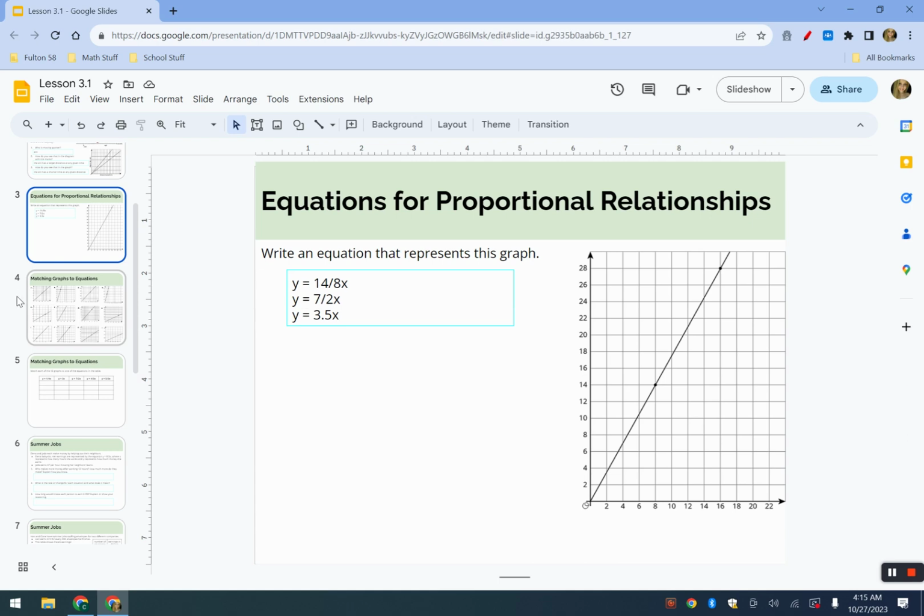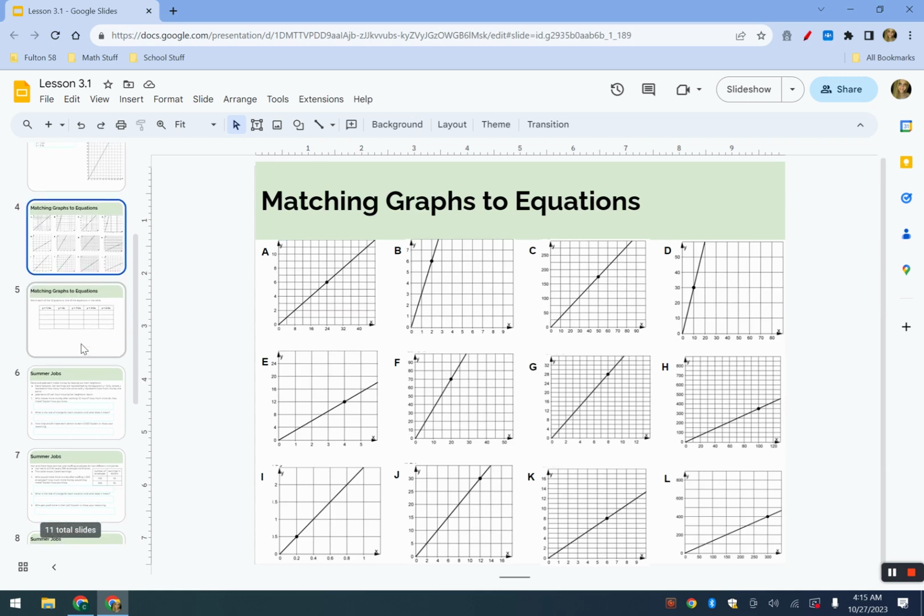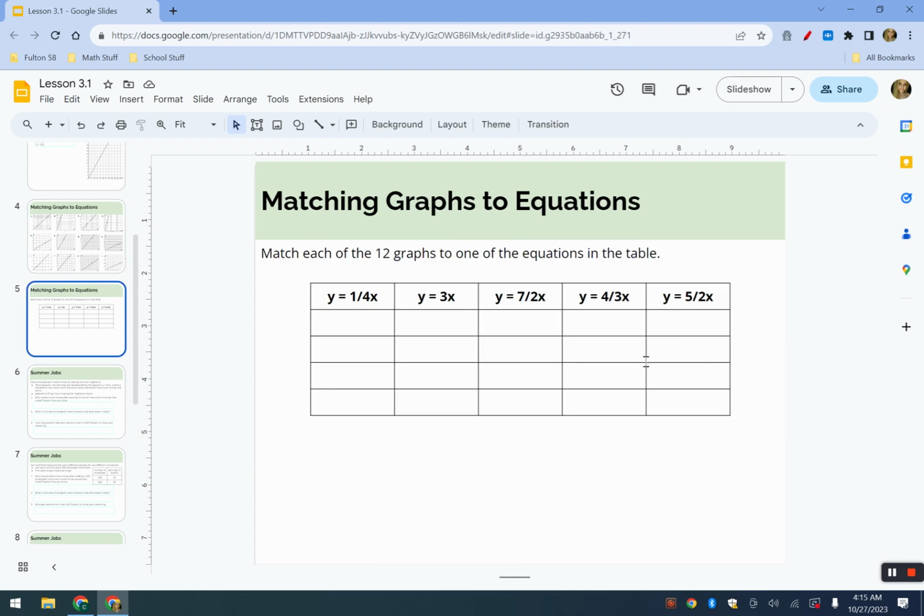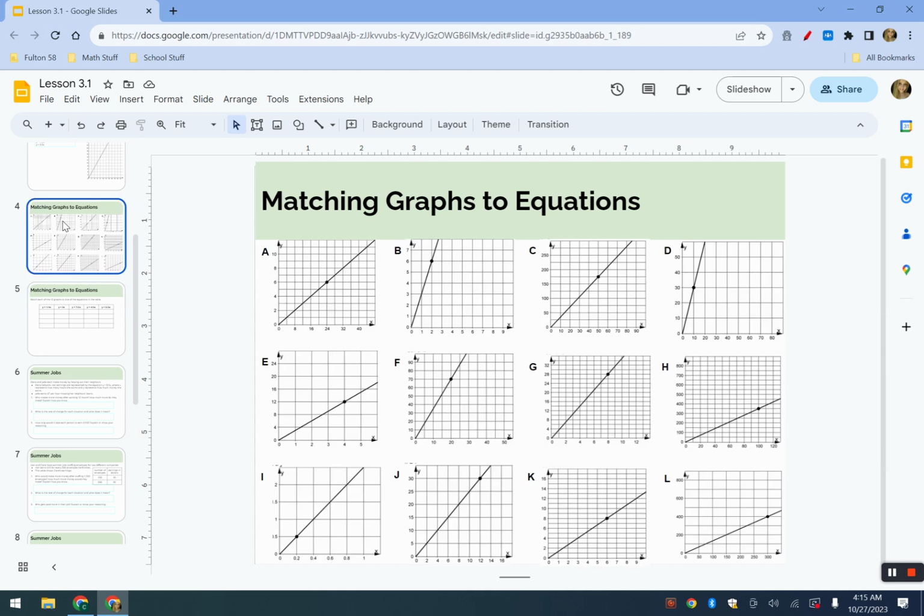Okay. Now, next slide, we're actually going to do 2 slides at once. So for this slide, we are matching graphs to equations. I've given you a bunch of graphs on this slide and a bunch of equations on this slide. So basically what we need to look at is our slope, just like we did on the last one, because they're all going to be a y equals equation.